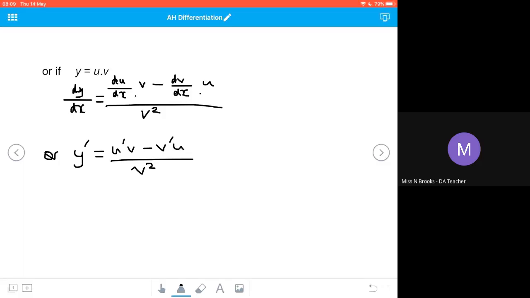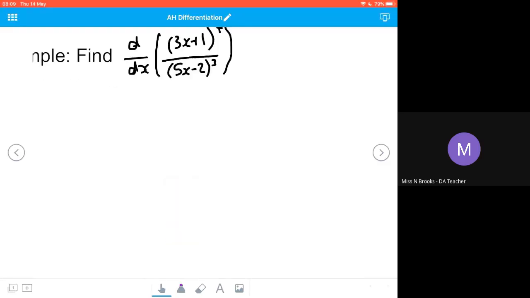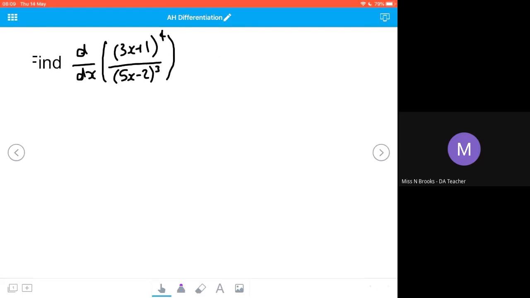So let's look at a couple of examples. In the first example, we want to find the derivative of 3x plus 1 to the power of 4 on the numerator divided by 5x minus 2 cubed. So the first thing we're going to do in our Lagrange notation is identify what f and g are. So f is going to be our numerator, and g is going to be our denominator.